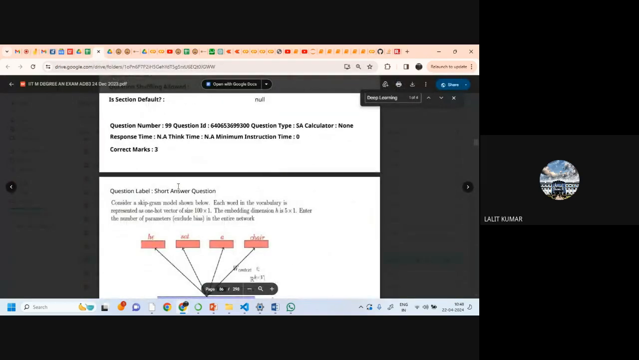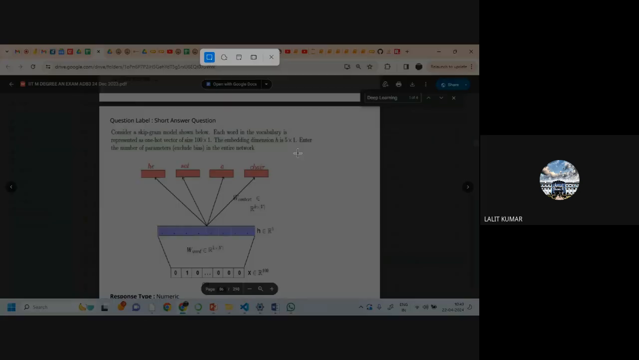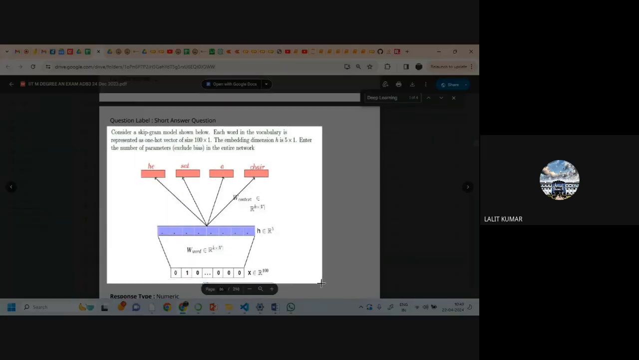So now we come to the next question. Consider a skip gram model shown below. Each word in the vocabulary is represented as a one hot vector of size 100 into 1. The embedding dimension h is 5 into 1. Enter the number of parameters, excluding bias, in the entire network. While discussing this question, we will discuss the concept of skip gram and the continuous bag of words, just to understand.